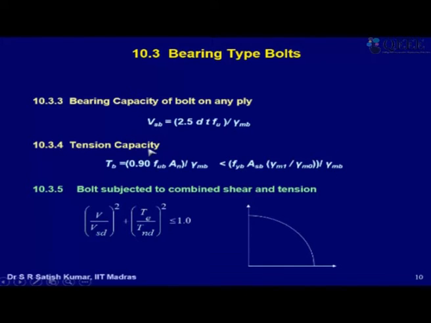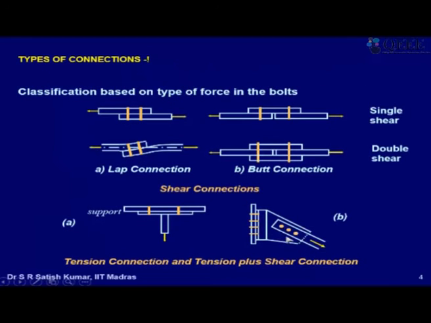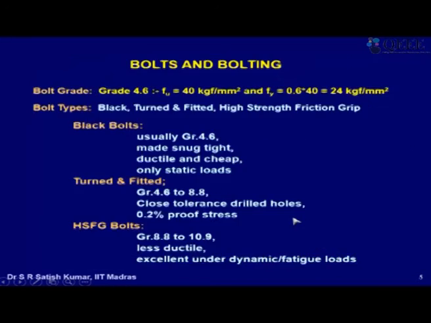So anyway, you have to check for the yielding of net section, right? So when you do that, you will automatically be doing this. So you will be checking for the yielding of the bolt also. Okay, and bolt subjected to combined shear and tension. So we saw in one of the connections in the beginning, this connection, we had shear due to downward force and tension due to the horizontal force.